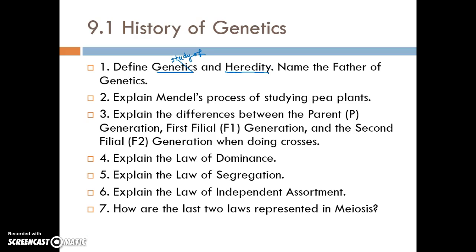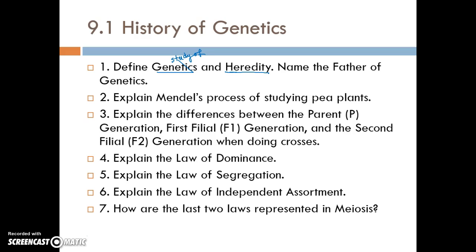The father of genetics is Mendel, Gregor Mendel. And you should have that in your notes. Think of that as more of just kind of have an understanding of who it was, in case you see his name.